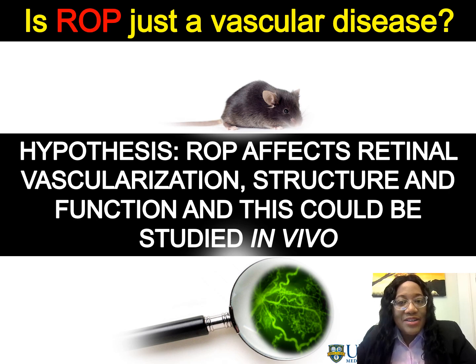I set out to find out using an animal model. The retinas of newborn mice vascularize postnatally, making the mouse OIR model ideal to study ROP. So my hypothesis was that ROP affects retinal vascularization, structure, and function, and this could be studied in vivo without killing the mouse.